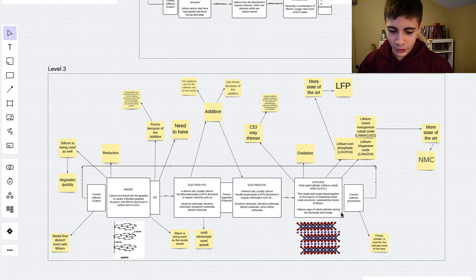So now that we've explained level 2, let's go into level 3. Okay, so there's a lot here, and I don't want you to get overwhelmed. We'll go through this one by one. Let's talk about the anode first, then the electrolyte, the cathode, and then talk about the things I've added.